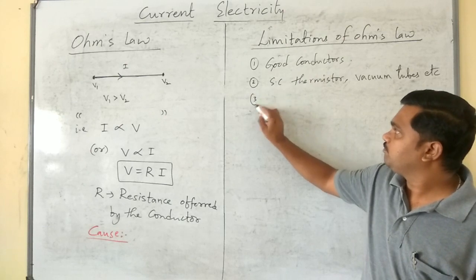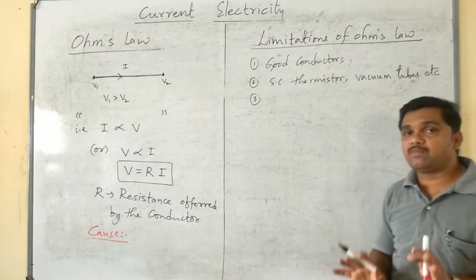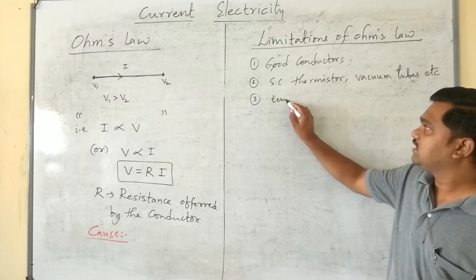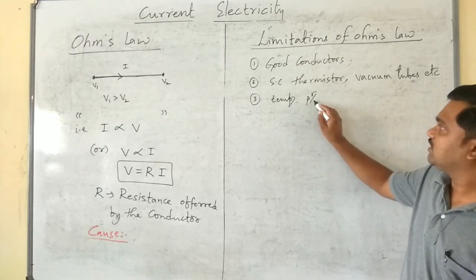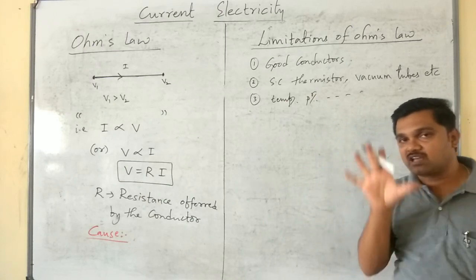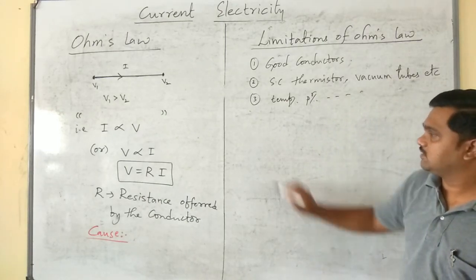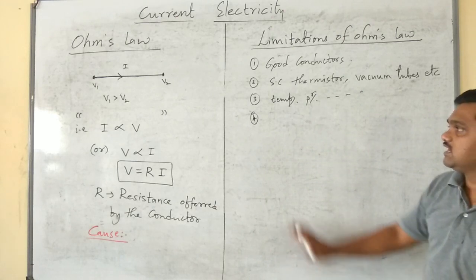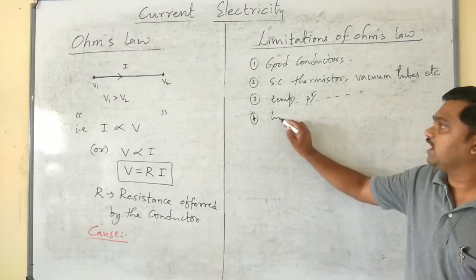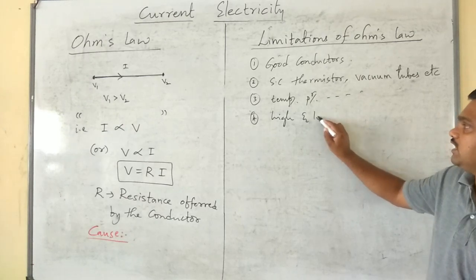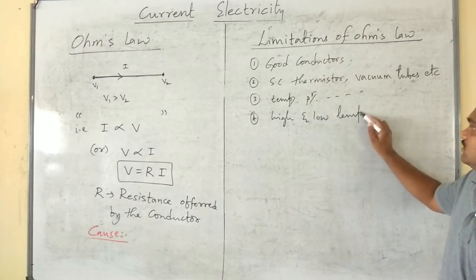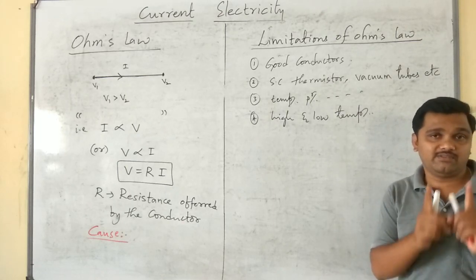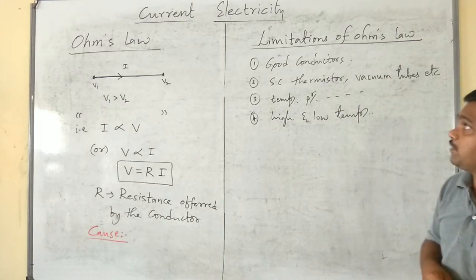Third one, Ohm's law is applicable only when the physical conditions like temperature, pressure, strain, etc. are kept constant. And the fourth one, Ohm's law is not applicable at very high temperature and very low temperature. These are the 4 major limitations of Ohm's law. Very important question. Please remember.